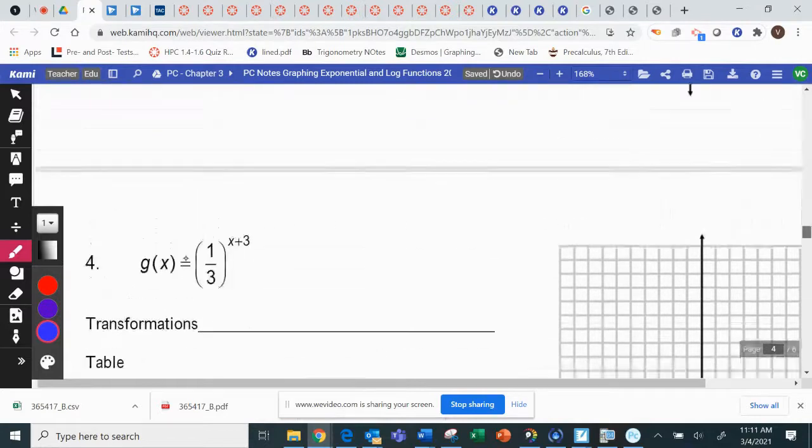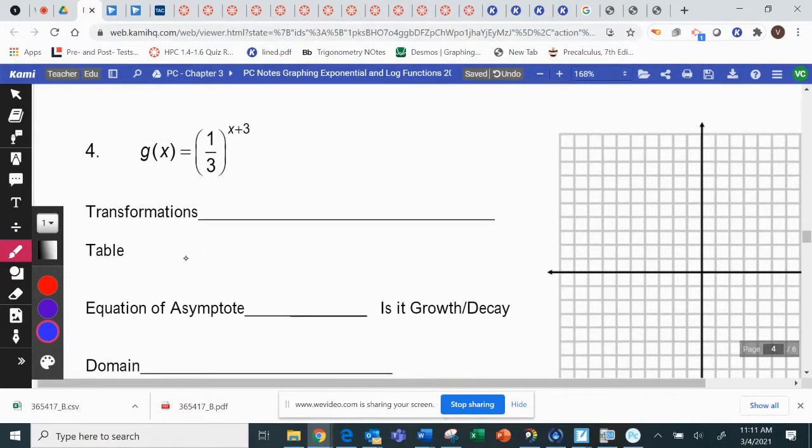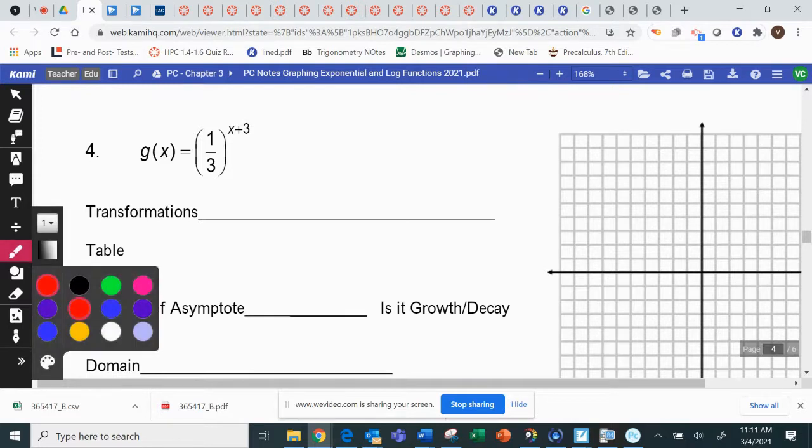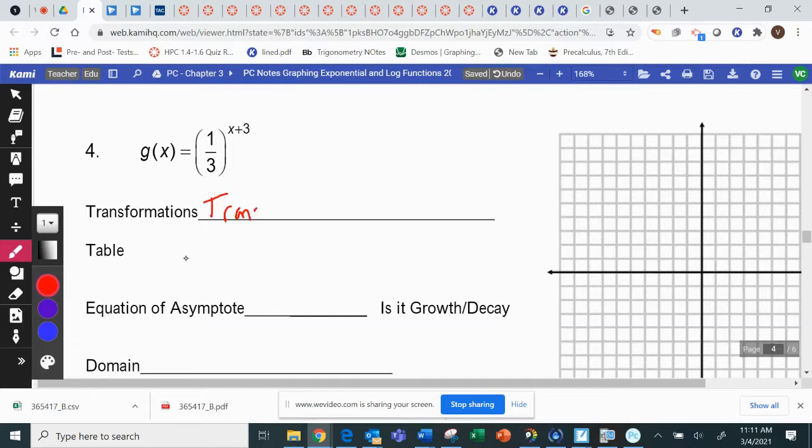Marie, how you doing? You hanging on with the graphing? Okay. It's fun. All right, how about number 4? Do we have any transformations? Yeah? Translate. Left 3 units. Let's make a table.